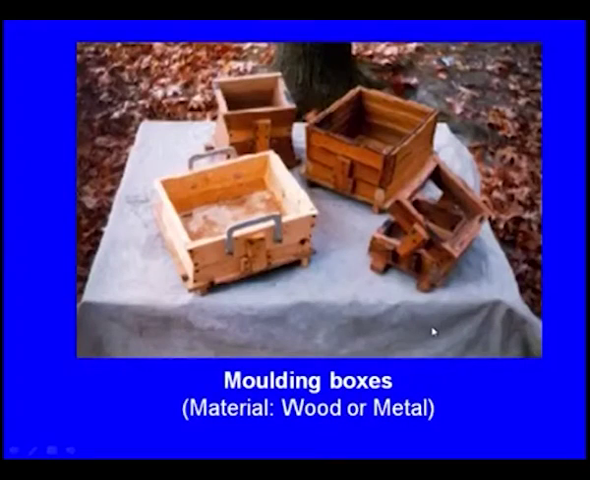First, the moulding box. Generally these are wooden boxes. Sometimes these are also made of metal. Generally we use two moulding boxes. The lower moulding box is known as the drag and the upper moulding box is known as the cope.